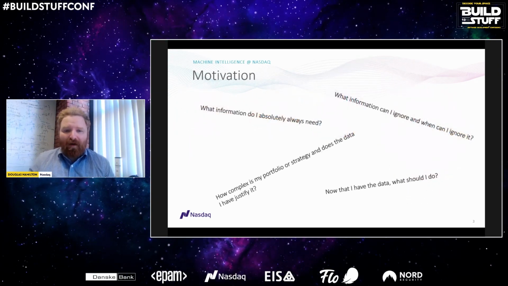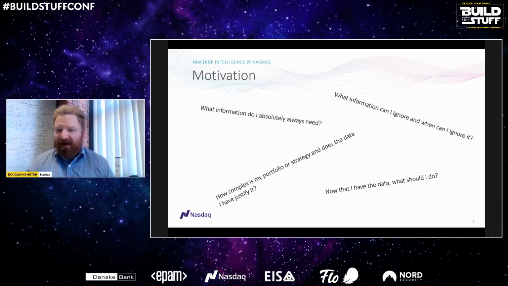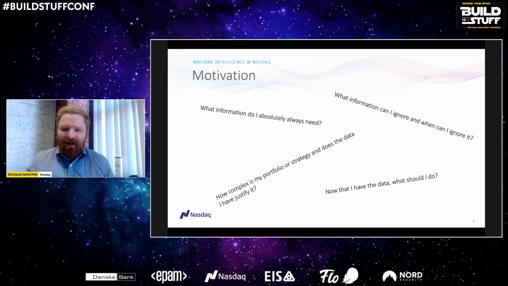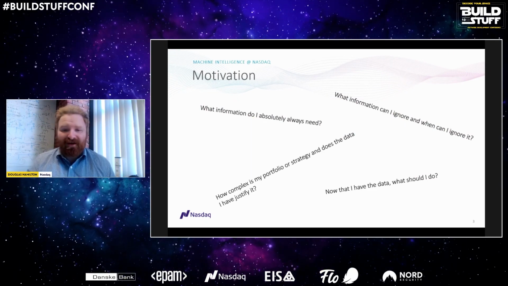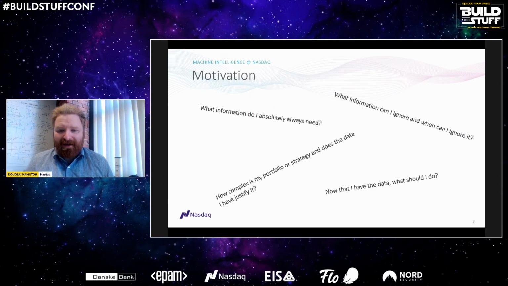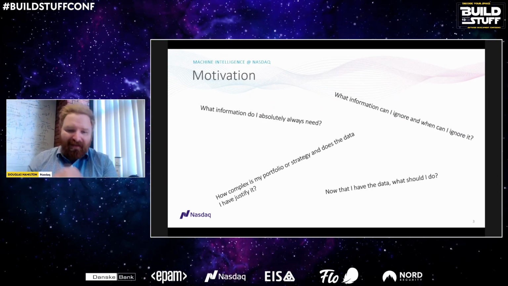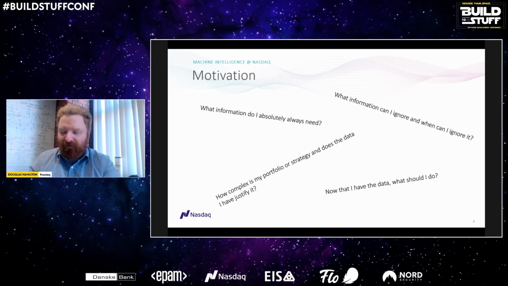Questions like, what information do I absolutely always need? How complex is my portfolio or strategy? And do I have the data to actually justify that complexity? What information can I ignore, and when can I ignore it? Ignoring information, it turns out, is really important sometimes. And of course, now that I have the data, what should I do? And these are the sorts of questions that we really want to answer with modern AI systems and modern approaches to data science.